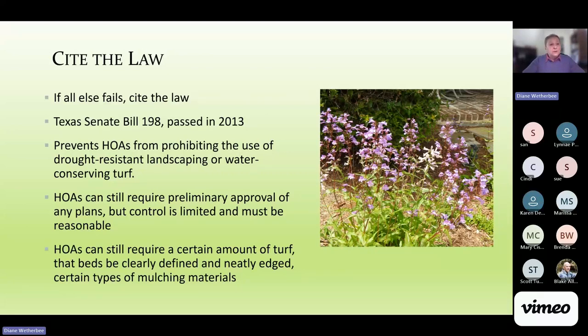But HOAs can still require a certain amount of turf, that beds are clearly defined, neatly edged. You have to use certain types of mulching materials, that sort of thing. So again, be aware of those rules and try to see if you can't design your landscape within those rules as well. But if you can't, if they're withholding approval for some really unreasonable answer, keep fighting it.